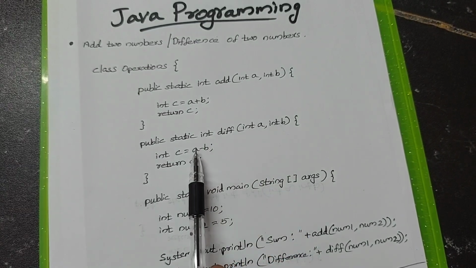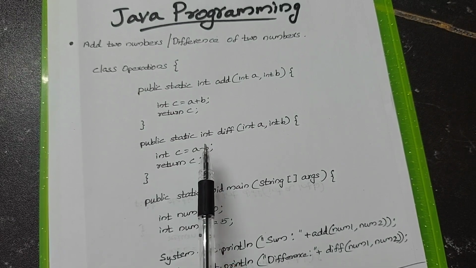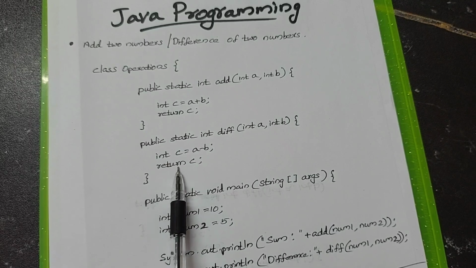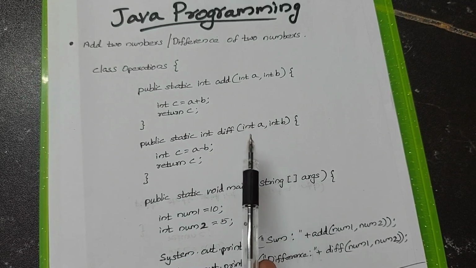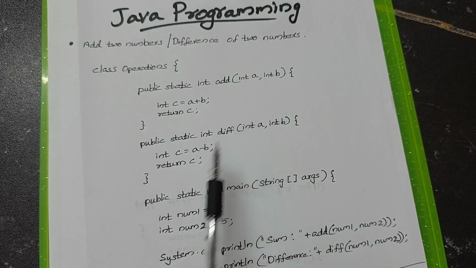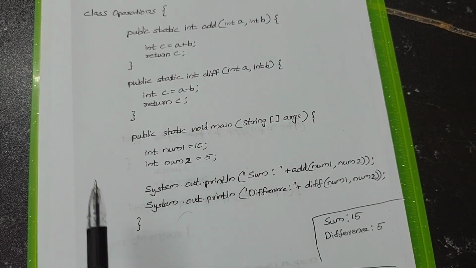Okay, similarly a function to find the difference of two numbers, we are passing a and b and doing the operation here. Finding the difference means a minus b, and that value is set to c, then this c value is returned to where we are calling the function difference from. Okay, then the main function.